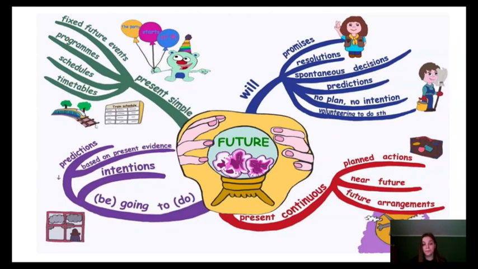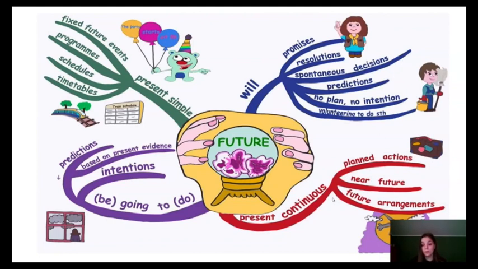Now let's see when do we use will, present continuous, be going to, and present simple one more time. Will is used for promises, for resolutions, spontaneous decisions, predictions, there is no plan, no intention, and we usually volunteer to do something. Like, I'll clean up your room, or I'll give you the answer, and so on.